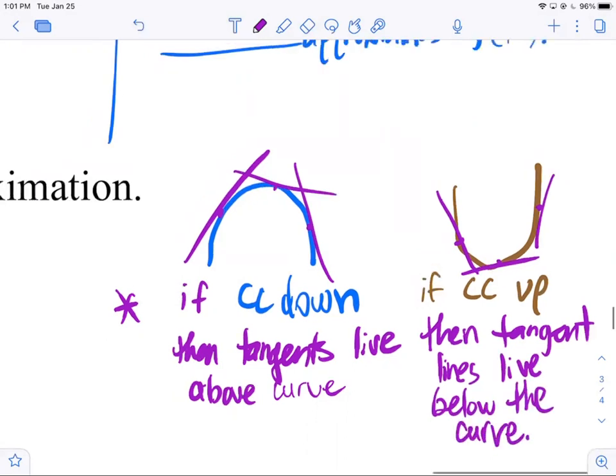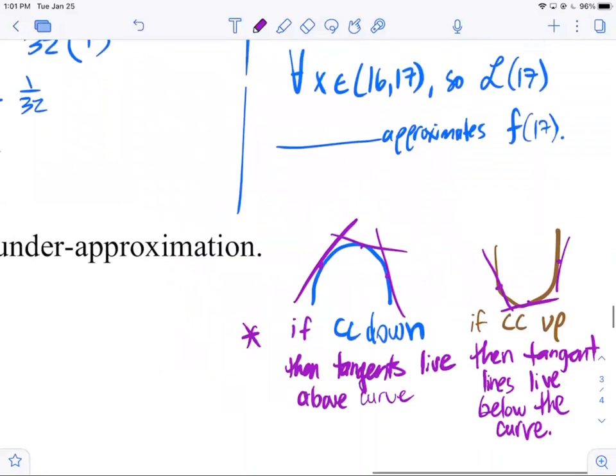All right. So now we'll come up here and say, okay, my second derivative is negative, so it's concave down. Again, if you want to draw the guy's eyes, here he is smiling. And you can see the line is above. So it's going to be an over approximation. Now, by how much does it over approximate? We don't know that.